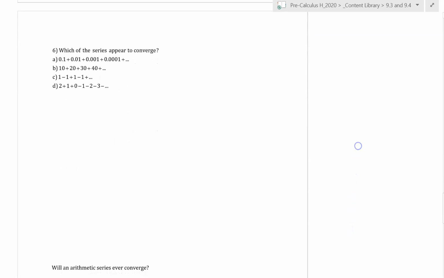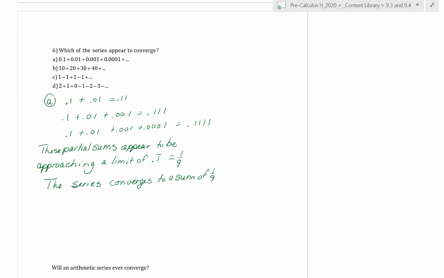So let's take a look at some examples for number 6. Which of the series appear to converge? So what we're going to do is look at partial sums. So if you have 0.1 plus 0.01, that's 0.11. If you have 0.1 plus 0.01 plus 0.001, we have 0.111. If we have 0.1 plus 0.01 plus 0.001 plus 0.0001, we have 0.1111. So notice that if you keep thinking about partial sums, they appear to be approaching a limit of 0.1 repeating, which is 1/9. So the series converges to a sum of 1/9.